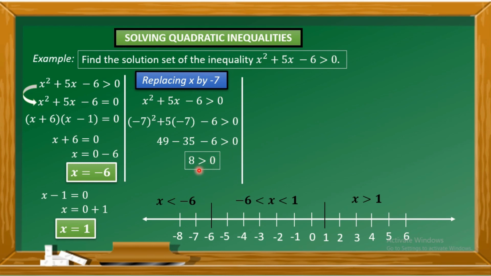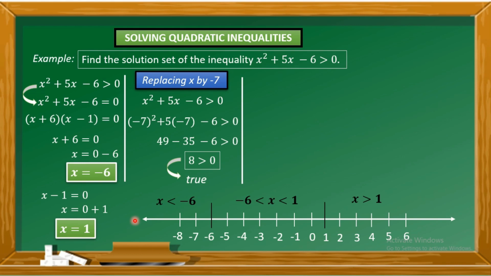And then, after that, we will check if the statement is true or not. 8 is greater than 0. Is it true or not? Yes, absolutely that is true. Now, since this is true when we replace negative 7, and negative 7 is part of the numbers where x is less than negative 6, it is understood that negative 8, negative 9, negative 10, up to infinity are also true.